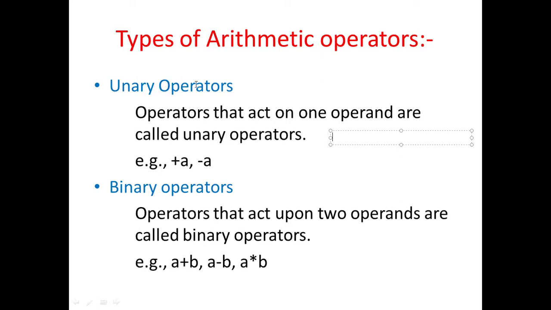But binary operators act upon two operands, so they need two operands. For example, if we write 5 plus 6, then only we will get the value 11. It cannot work on only one operand. If I write just plus 6, it is not going to give the answer. So we need two operands. Here 5 and 6 are the two operands, then only we will get the value 11.